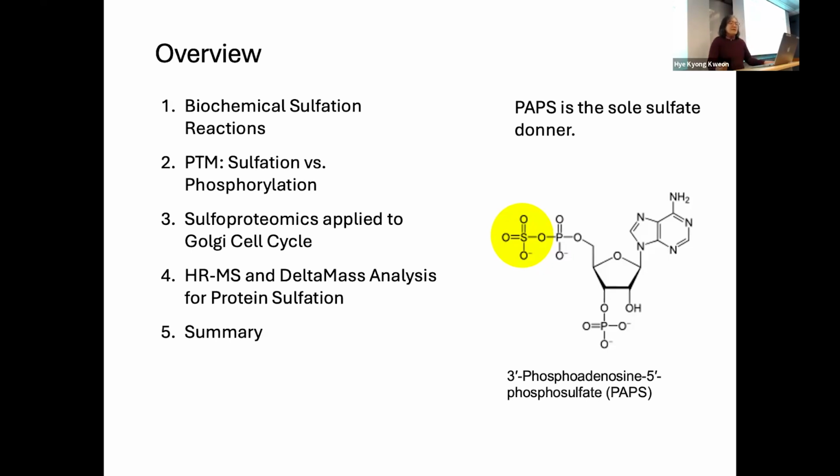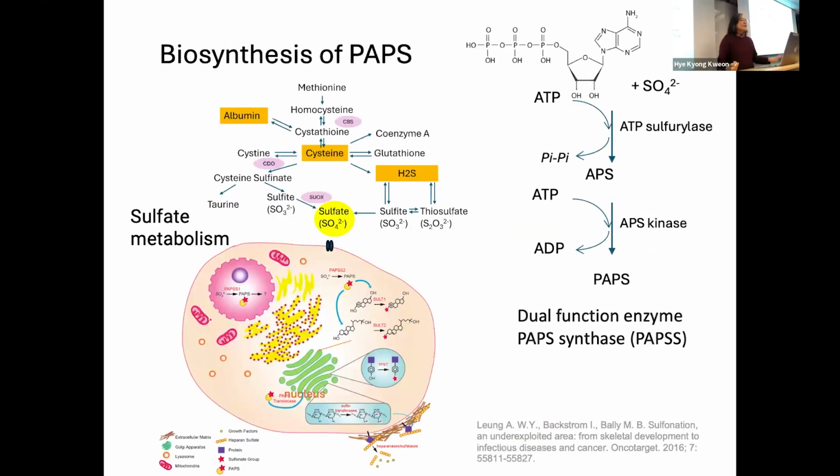So sulfate is, because in the aerobic environment of Earth, the highly oxidized form of sulfur is sulfate. So sulfate is readily available, but in biology, PAPS is the biologically active form of a sulfate donor that is used for all sulfation reactions in cells. So I'll show the general view of how sulfation is occurring inside of our cells.